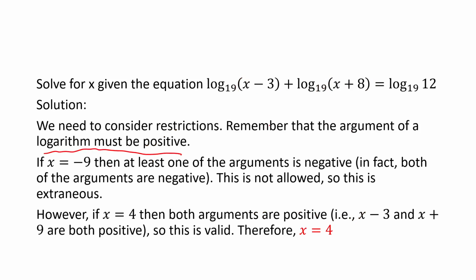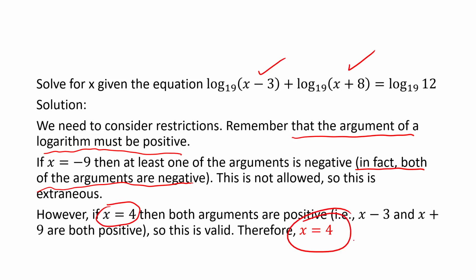If x equals negative 9, then at least one of the arguments is negative, and in fact, both of them are negative. It's only required that one of them be negative in order for it to be extraneous. But in this case, both of them are negative, so that really makes the point. X equals negative 9 is extraneous. But x equals 4, that's legit, because when x equals 4, both of these arguments are positive. That's very valid, so that's our final answer, x equals 4.